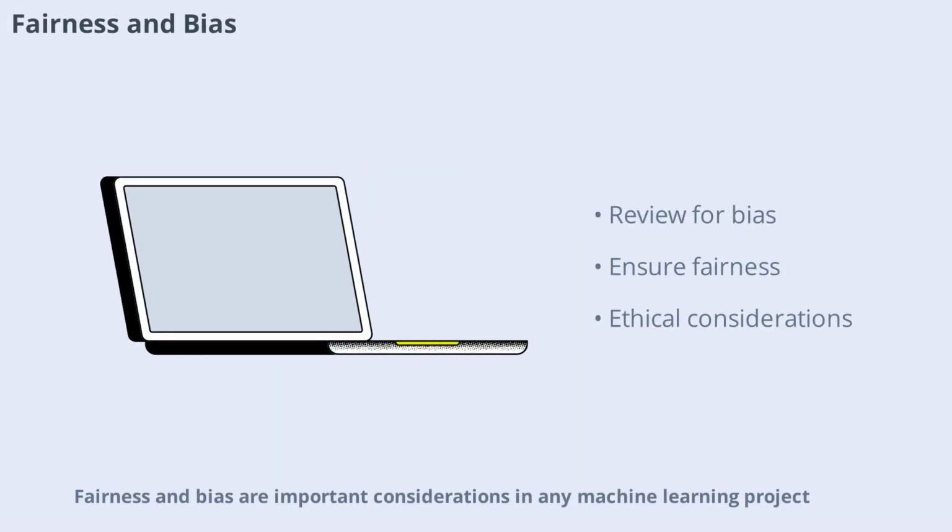Fairness and bias are important considerations in any machine learning project. AutoML tools can help automate technical steps, but they can't guarantee fairness. Always review your data and model outputs for potential bias. Consider the impact of your predictions and make adjustments as needed to ensure your model is fair and ethical.